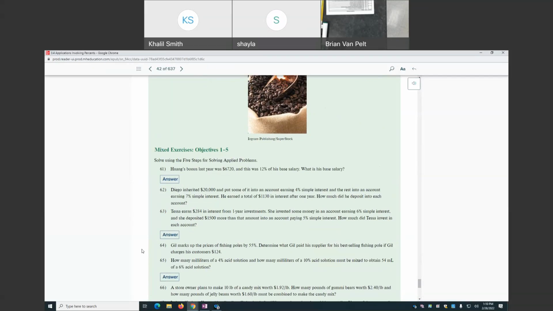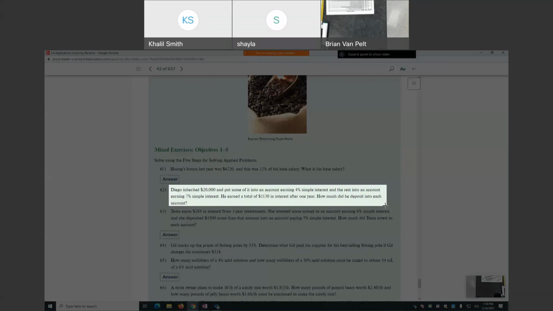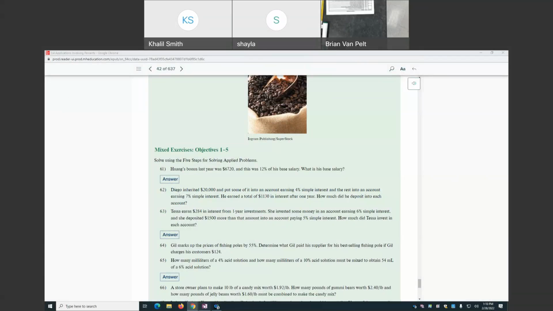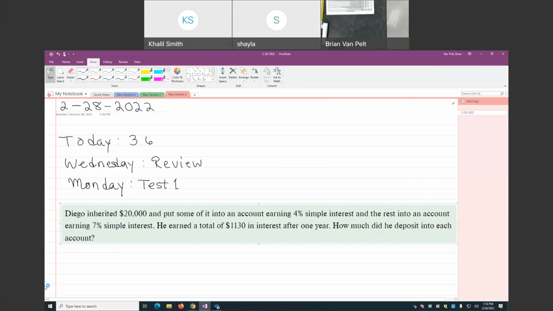All right, then I'll throw a few of the mixed ones up here. This will be for your benefit. These come out of 3.4. Any one of these could be a test problem, so this is very good practice. So there's the schedule for the next few days. I'll adjust the syllabus and things like that after class, but go ahead and give that one a try.